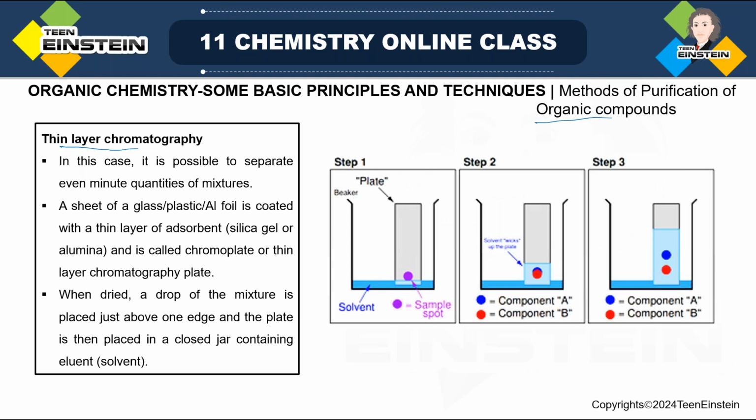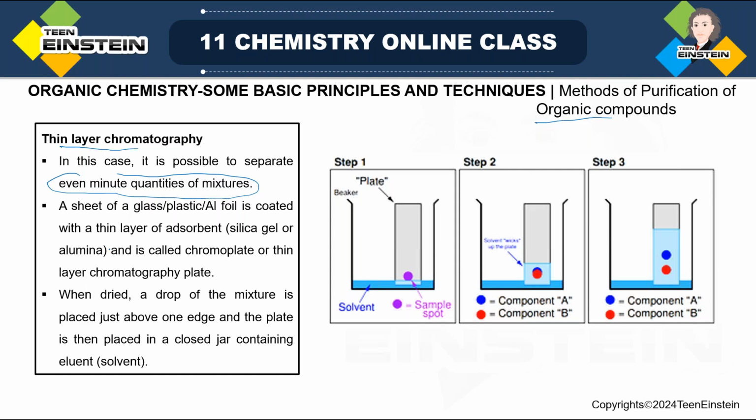The main difference with column chromatography is that in this case minute quantities of mixture can be separated, and this is very ideal for a small quantity of compounds. If we have a large quantity of compounds, column is better, but for a little amount of mixture that we want to purify, this method is better.